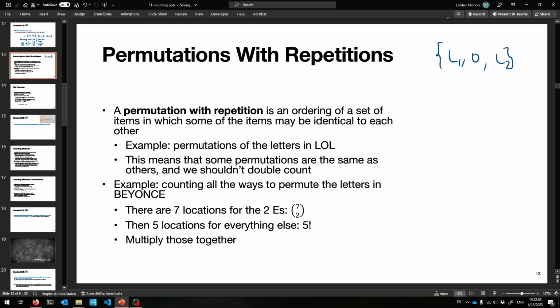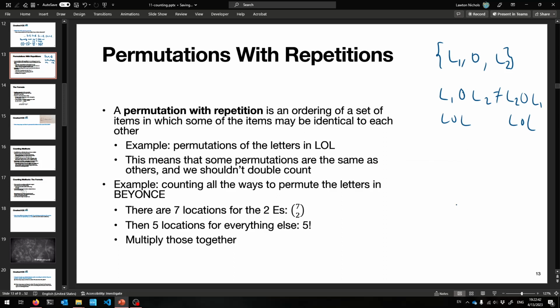If you're trying to compute the permutations, you'll see the permutation L1, O, L2. Then you'll also compute the permutation L2 first, then O, then L1. Those are not the same as far as permutations are concerned, but they're both lol. I hope you see the problem here. Those should be counted as 1. So some permutations are the same as others, and we shouldn't double count them. So that's no fun. How can we fix this?